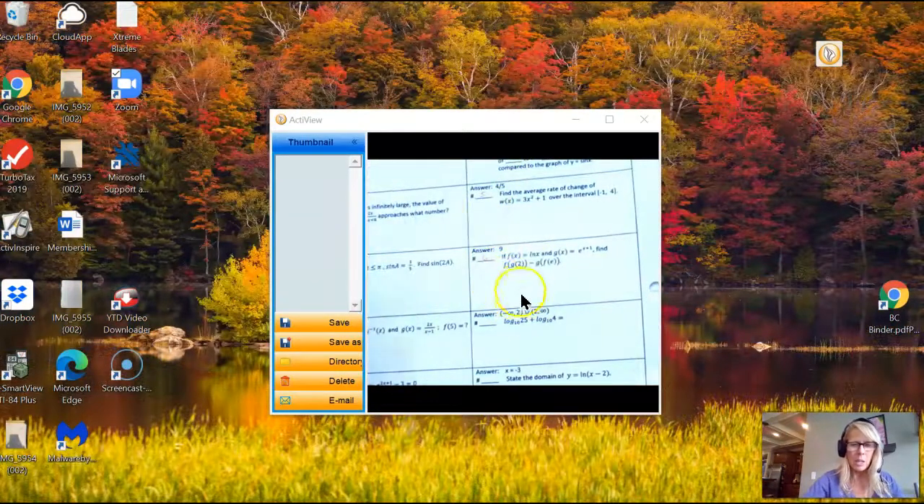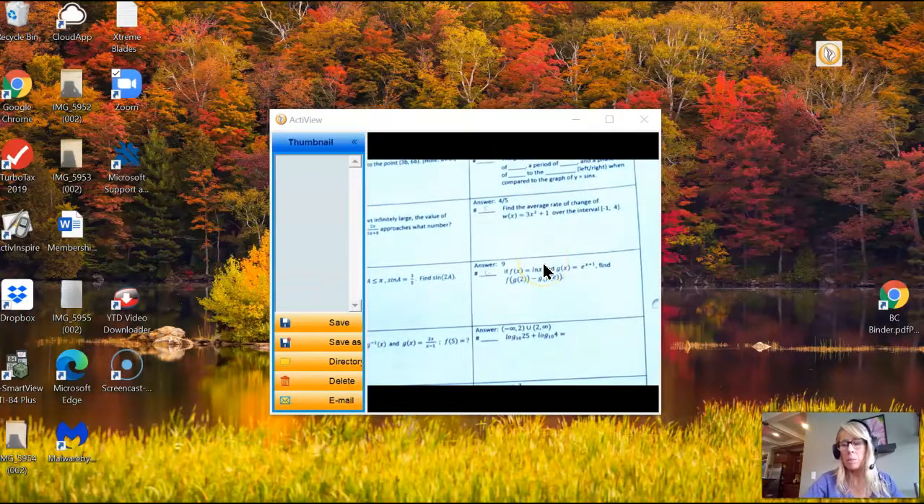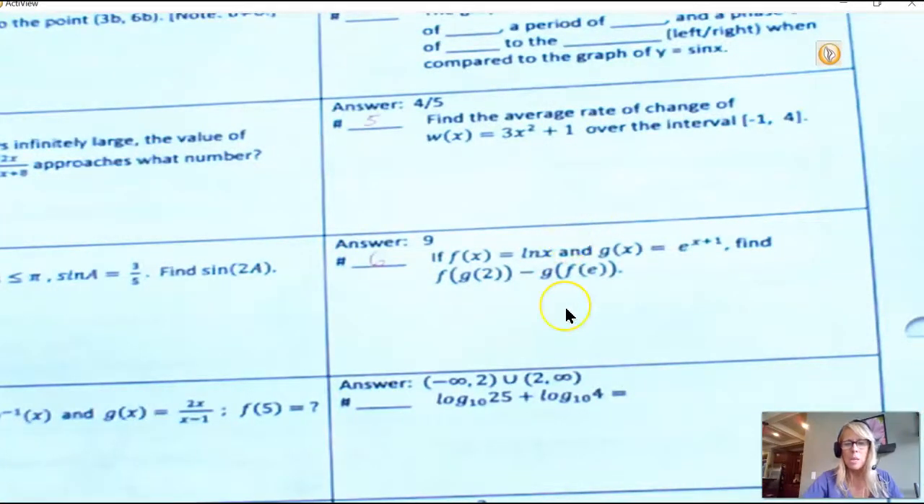which is second column and down a little ways. And by the way, guys, just a reminder, you really are allowed to fast forward as much or as little as you like. Just go to whatever problems you're having issues with.